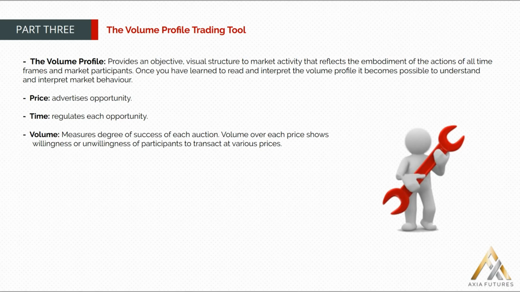Note, volume profiling is made up of 3 elements. The first is price. Price advertises opportunity. It's made up of time. Time regulates each one of these opportunities. And volume. Volume measures the degree of success of each auction. Volume over each price shows willingness or unwillingness of participants to transact at various prices. We'll talk more about this as we go through the volume profiling section.